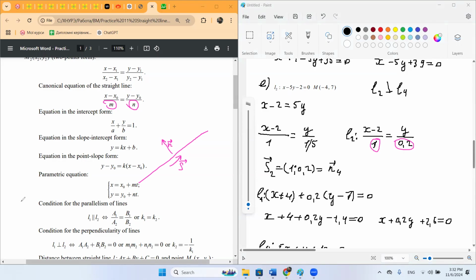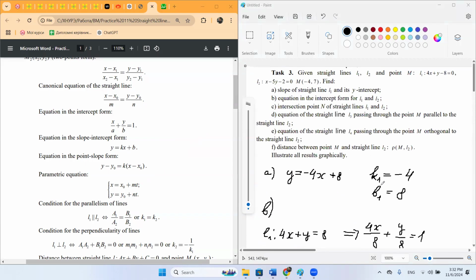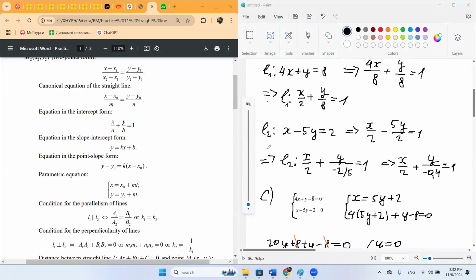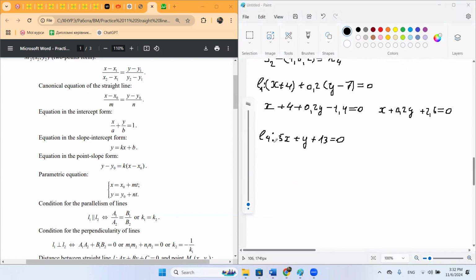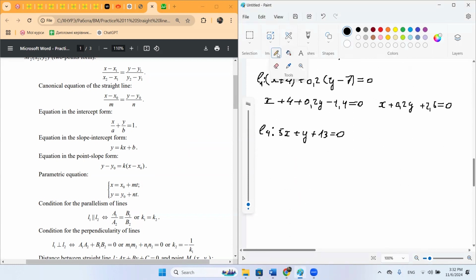Okay. Then let's move on. The next task will be to find the distance between point M and a straight line L2. So let's do it. Section F.